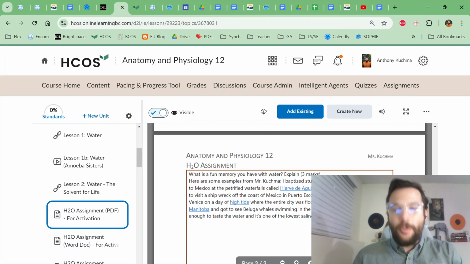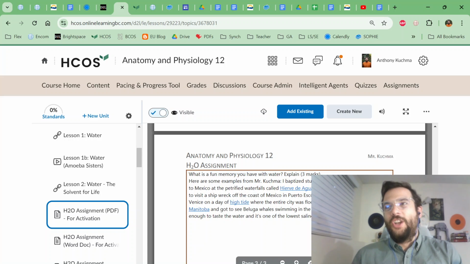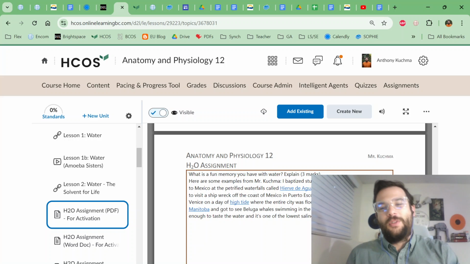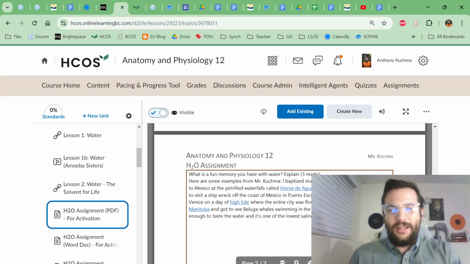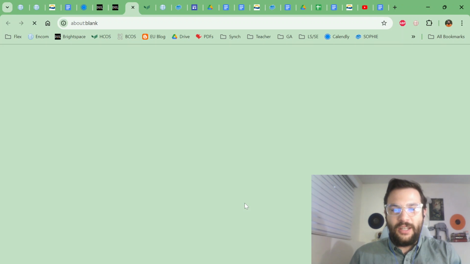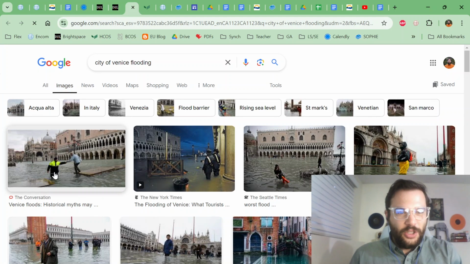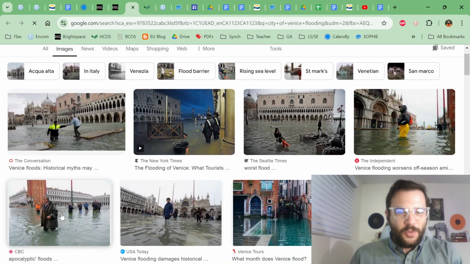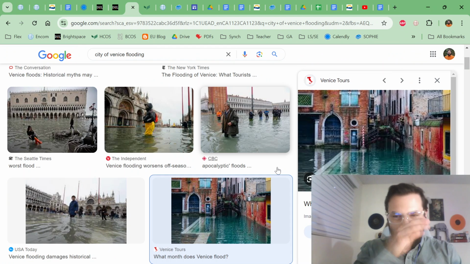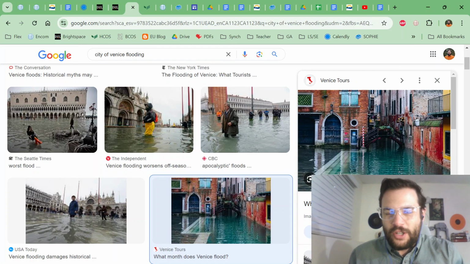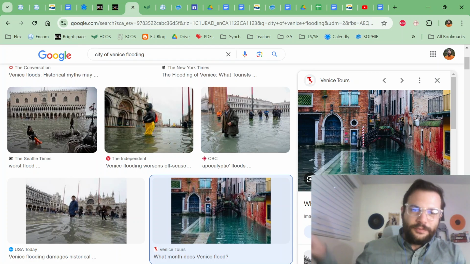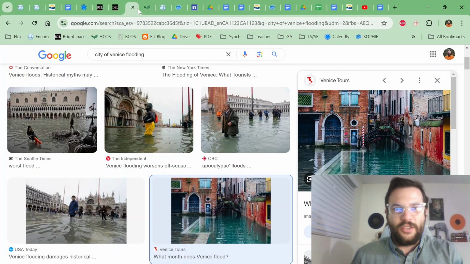I also have gone scuba diving down 100 feet to visit a shipwreck off the coast of Mexico. No, there wasn't treasure. It was a fishing ship, so it's not as exciting as it sounds, but it was really cool. I also walked through the city of Venice on a day of high tide where the entire city was flooded. So Venice is this really cool city, and this is what it looked like. I was walking through massive amounts of water, very similar to what this looks like. All the sidewalks are filled up, and then the tide goes out and it takes all the water with it. So pretty interesting.